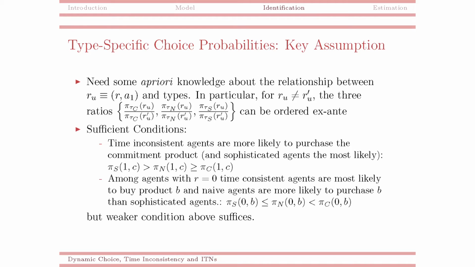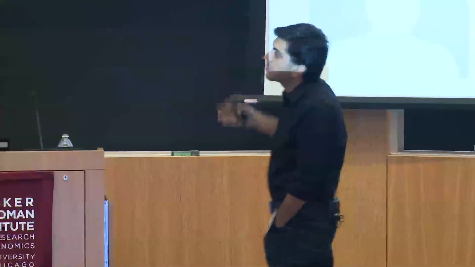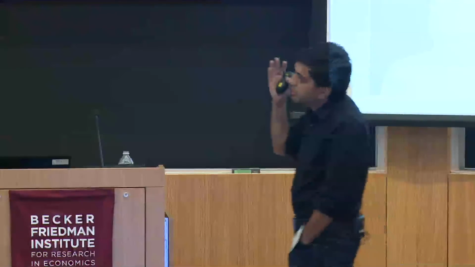For example, if we believe that time-inconsistent agents are more likely to purchase the commitment product, with sophisticated agents being the most likely, and similarly that among agents who report being consistent in the survey, they are the most likely to purchase the standard product, with naive agents more likely than sophisticated agents, then that ordering implies an ordering for the ratios. That allows us to carry through on the identification, but really all we need is an ordering of the ratios. This is important because when I show you the empirical results, we'll be able to test these two conditions, for example, and more generally test how accurate the deterministic type mapping is.